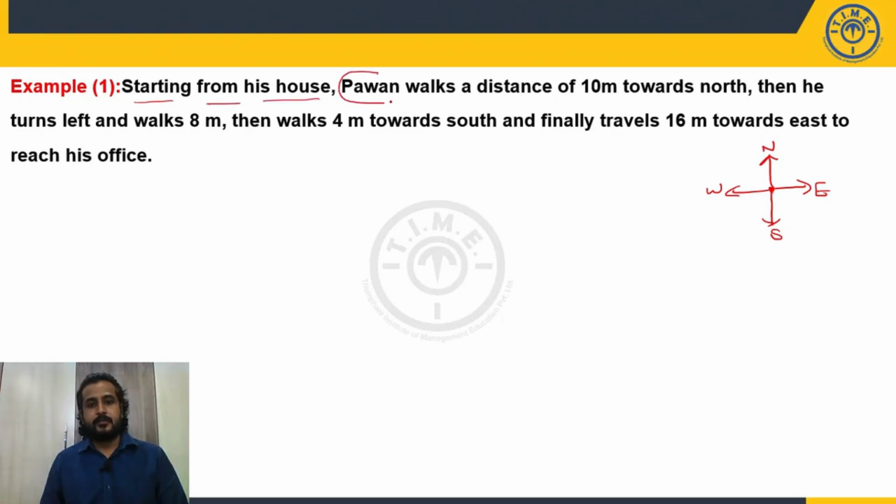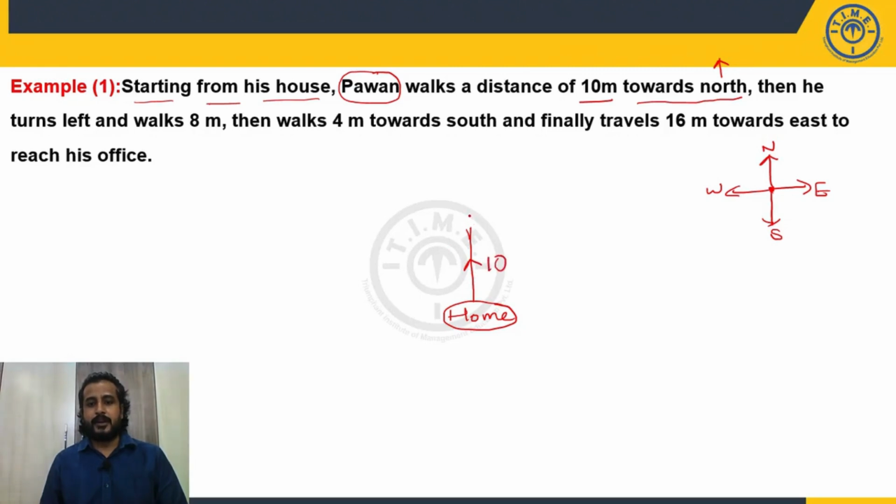Pawan, whose path is given. Starting from his house, Pawan walks 10 meters towards north. Okay. Let us assume that it is a home. This is a home location. Now from this point, Pawan walks a distance of 10 meters towards north. North is nothing but upwards. So how much distance did he travel? 10 meters. In which direction? North direction. Okay. So 10 meters towards north.